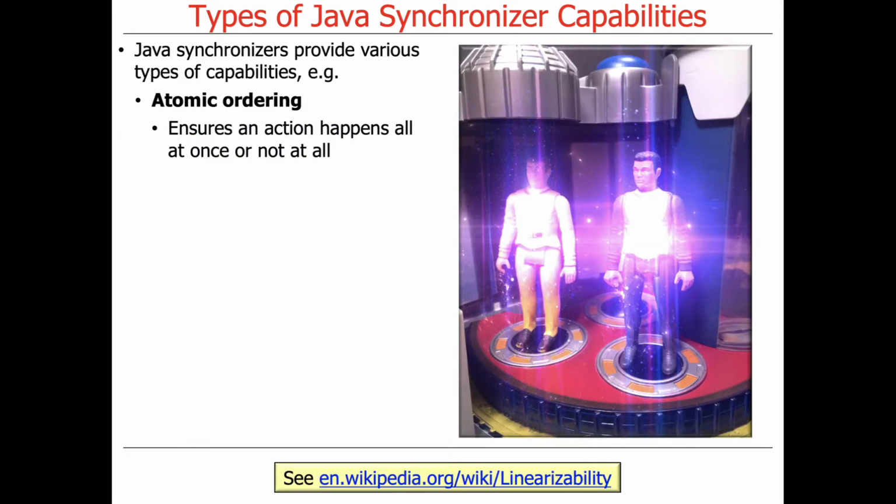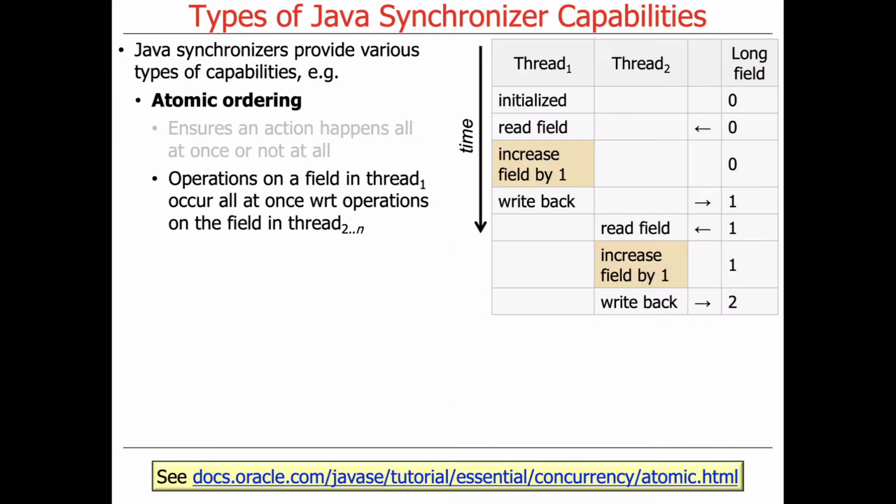So atomic ordering is a synchronizer capability that ensures an action happens all at once or not at all. A good example would be a transporter beam, if you're a Trekkie. If you're a Harry Potter fan, it would be like disapparating. You want to make sure that you do these things atomically. You don't want to beam half of someone somewhere. That wouldn't be good. Let's take a look at an example that will illustrate the issue here.